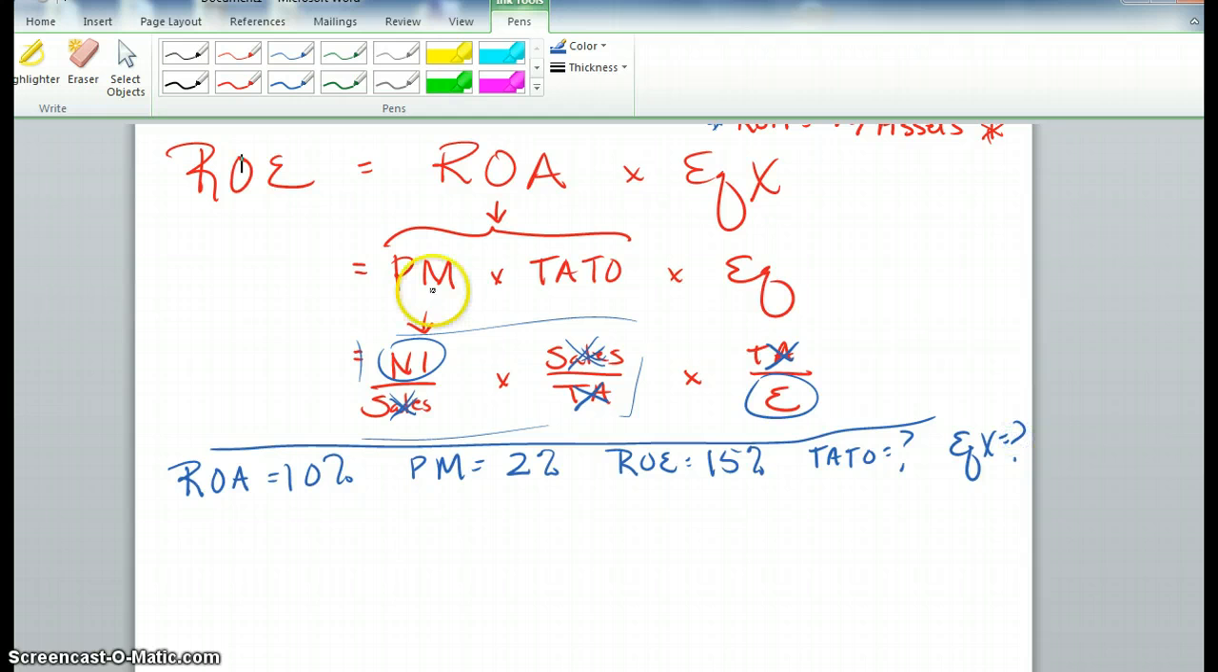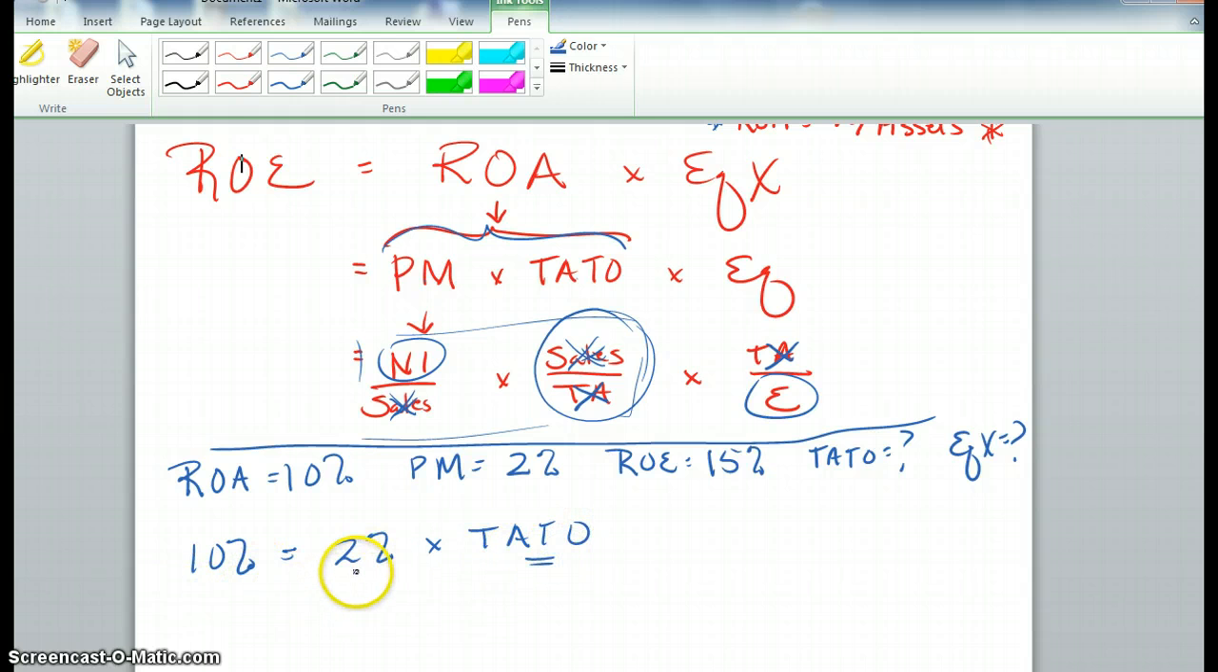So let's start with, we want to solve for total asset turnover, sales over total assets. Okay, so considering that we know ROA is 10% and ROA equals profit margin times total asset turnover, and profit margin is given, so we have one unknown.